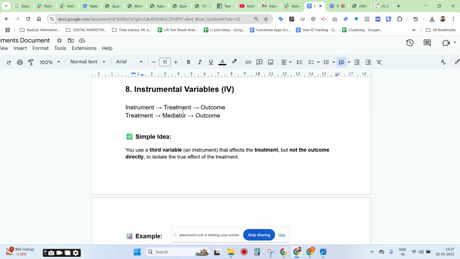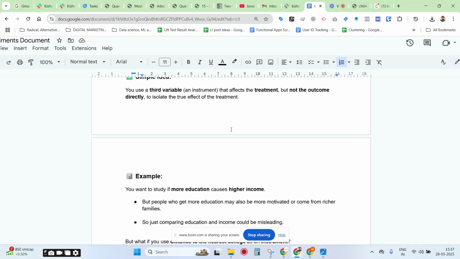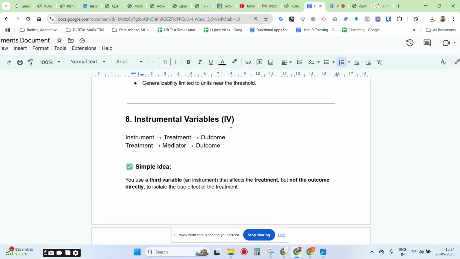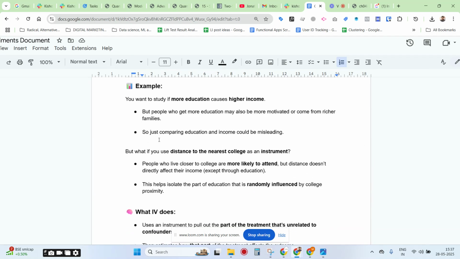Okay, so sometimes what happens is you use a third variable that affects the treatment but not the outcome directly, to isolate the true effect of the treatment. Let's have an example of why we would require that. You want to study if more education increases income, but people who get more education may also be motivated or come from richer families. Again, kind of like selection bias. So just comparing education and income could be misleading because of that, right?